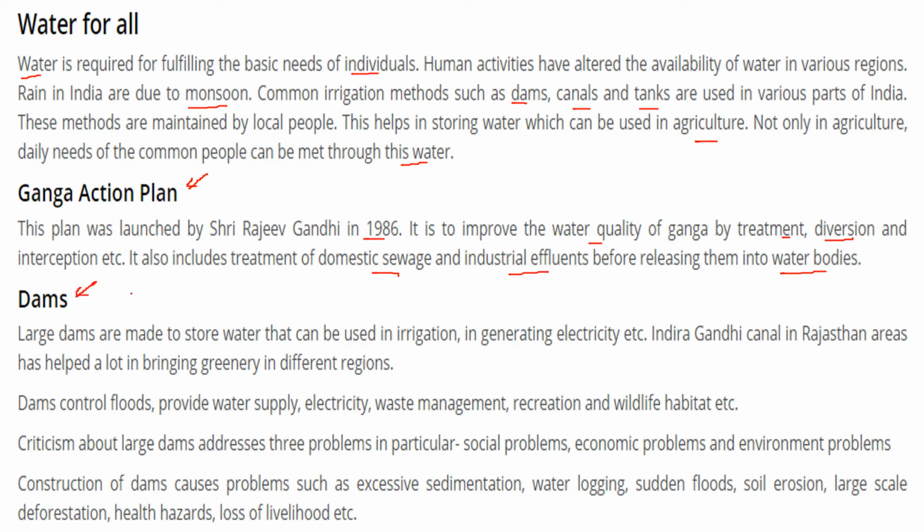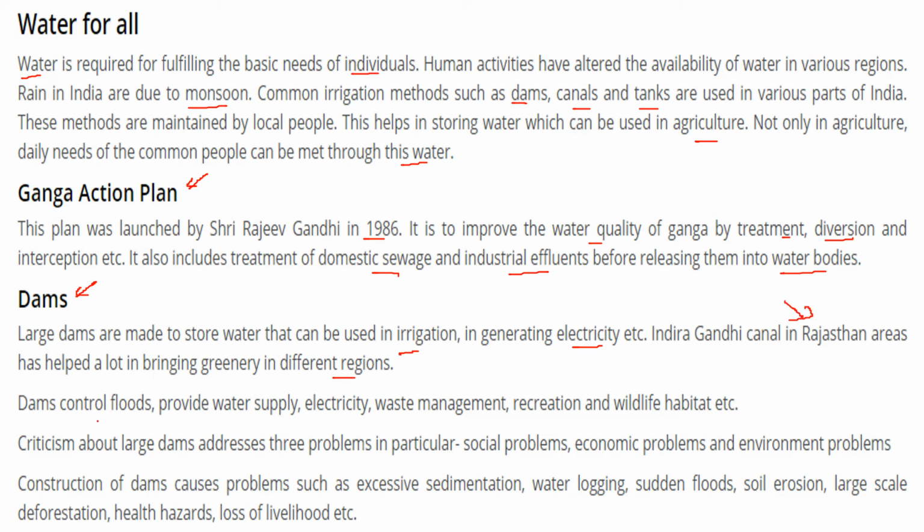Dams. Large dams, water blockage you can say. Large dams are made to store water that can be used in irrigation and to generate electricity. For example, the Indira Gandhi Canal in Rajasthan helped a lot in bringing greenery to different regions. There are so many examples you can take.